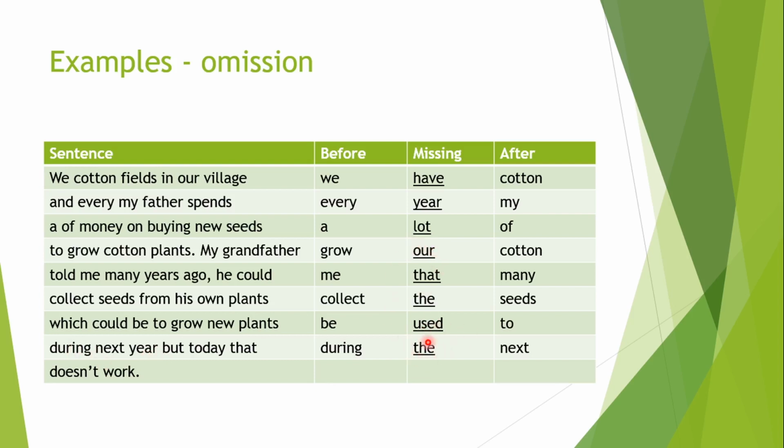So this is an example of omission, how you have to find the missing word. For finding the missing word you have to look at only one line, and in front of that same line you have to write these three words: before, missing and after. In this way you have to fill the omission word.